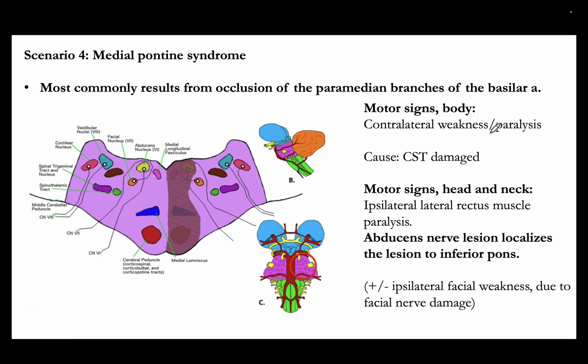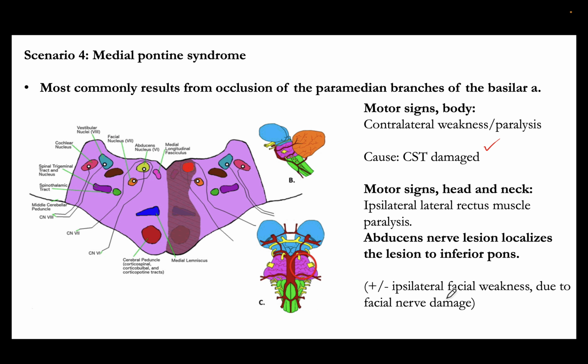And predictably, we have paralysis contralaterally in the body due to CST damage. That's easy. In the head, face, and neck, the most prominent motor sign here is likely to be ipsilateral lateral rectus muscle paralysis. So lateral rectus palsy affecting the ipsilateral eye. And that's due to damage of the abducent nucleus right here.